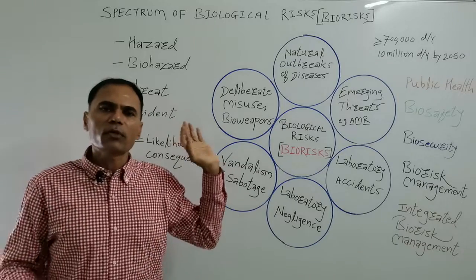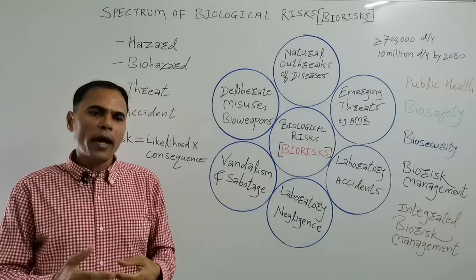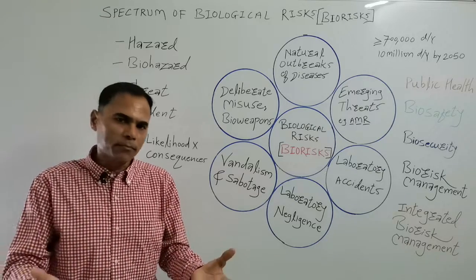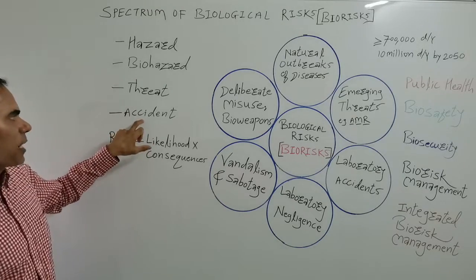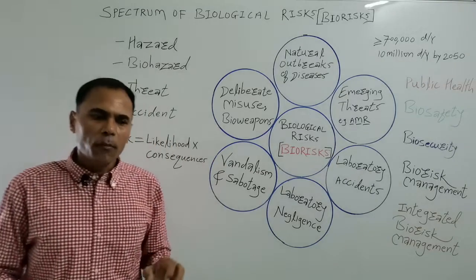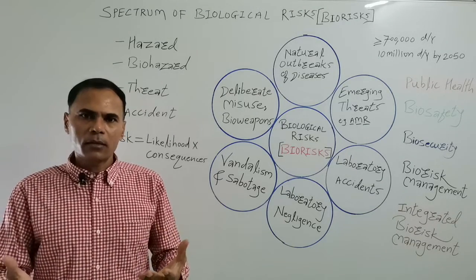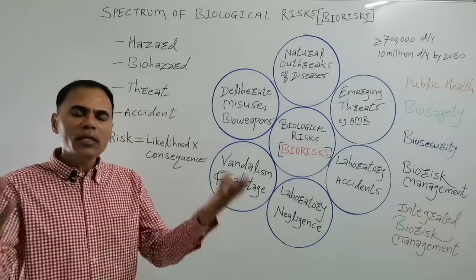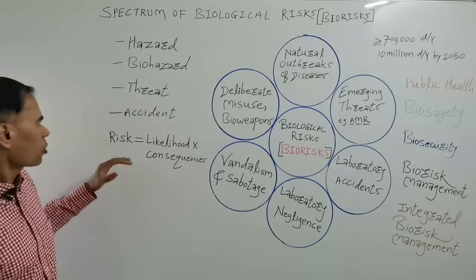Then this is another term, threat. Here we are talking about a person, a person who has bad or ill intention to cause harm. Then there is another term, which is accident. Accident means an unplanned, unpleasant event. An accident can happen in the laboratory, and an accident can happen in the field when you are going for collection of samples or some other purpose.